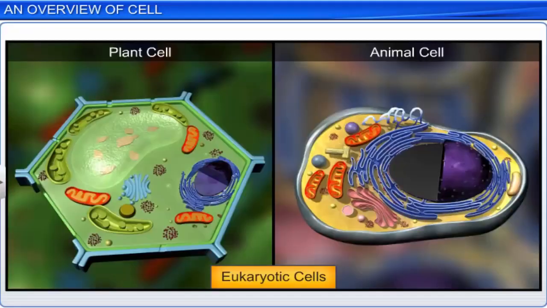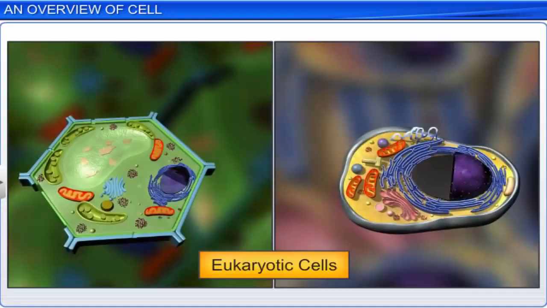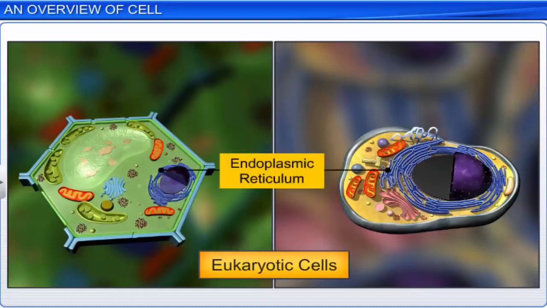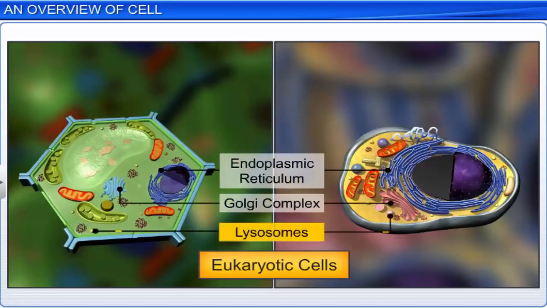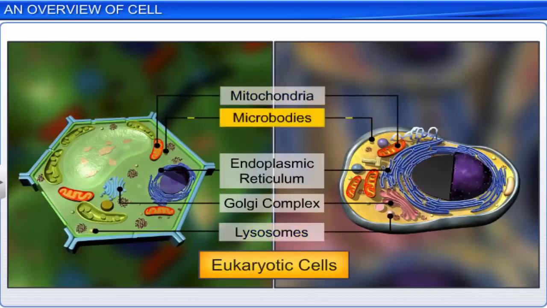Suspended inside the cytoplasm are distinct structures called organelles. In eukaryotic cells, we find membrane-bound organelles such as the endoplasmic reticulum, the Golgi complex, lysosomes, mitochondria, microbodies and vacuoles, as well as non-membrane-bound organelles such as ribosomes.